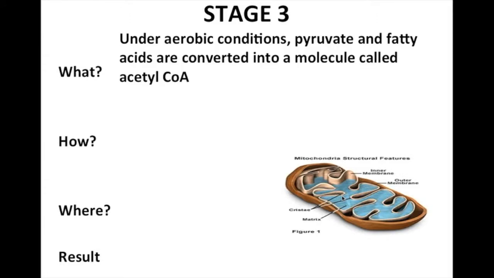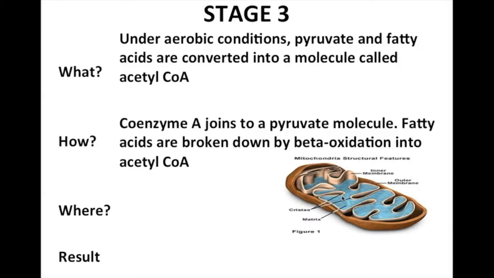So the next stage, if we think about what happens if we have oxygen, which is generally most of the time because we don't go around holding our breath, we have oxygen in our body. Then we convert the pyruvate that's come from the glycerol and the glucose molecule into something called acetyl-CoA. And the fatty acids that we broke off our fat in stage 1 are also converted by another process called beta oxidation into acetyl-CoA.